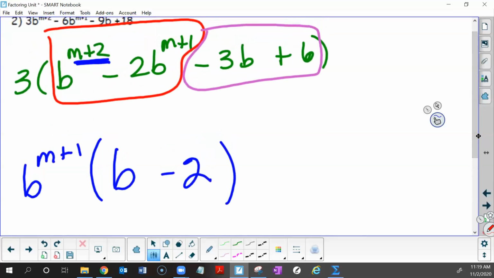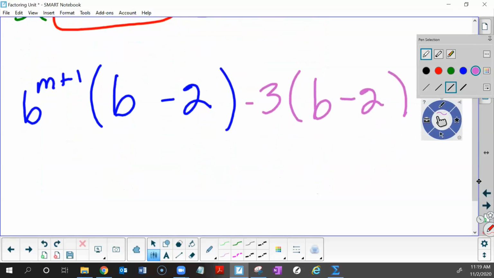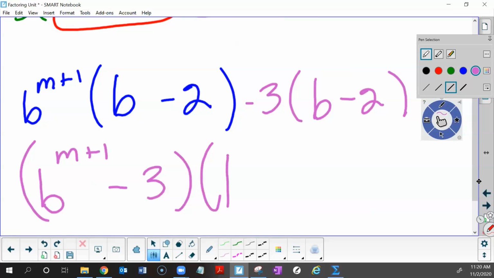All right, next two terms. Next two terms are pretty easy. We're going to take a 3 out. Should that 3 be positive or negative? Totally negative. Yes. So that's going to be a positive b minus a 2. Our parentheses match. We're feeling pretty confident. So our first factor is b to the n plus 1 minus 3. Our last factor is b minus 2.